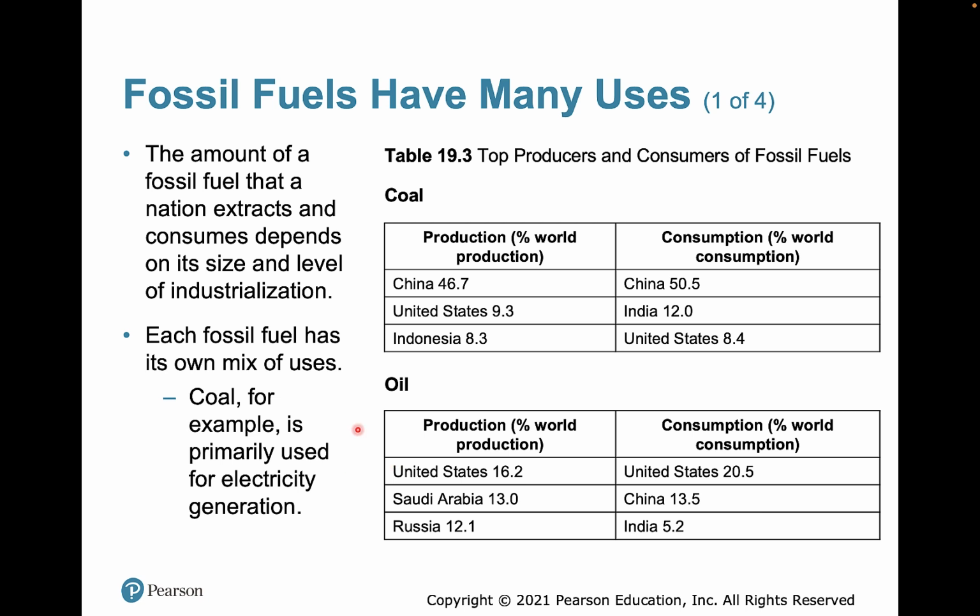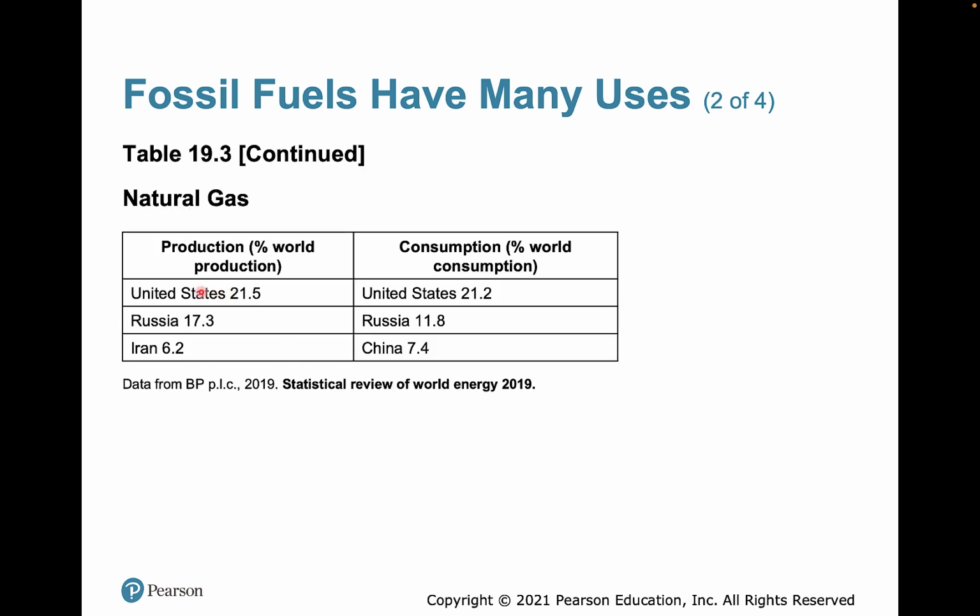Industrialization, and therefore level of development, determines how much fossil fuels a country will wind up using. And each fossil fuel has its own mix of uses. So coal: China produces almost half and uses a little bit more than half. That's mostly for electricity generation. Oil is used for gasoline and that kind of thing. Natural gas, we produce the most, and it turns out we use the most.